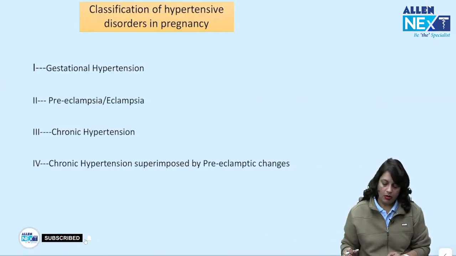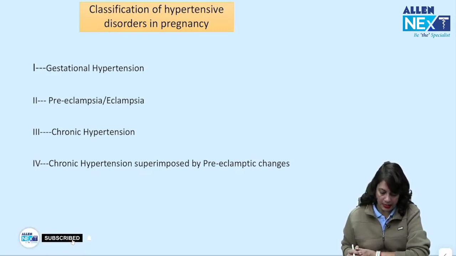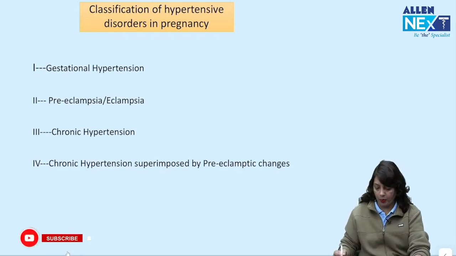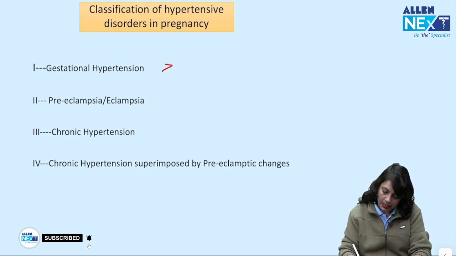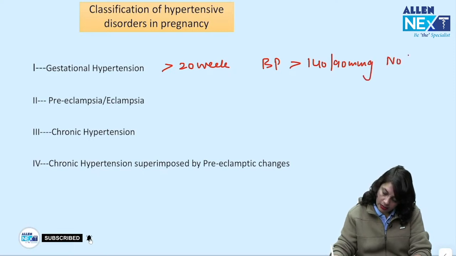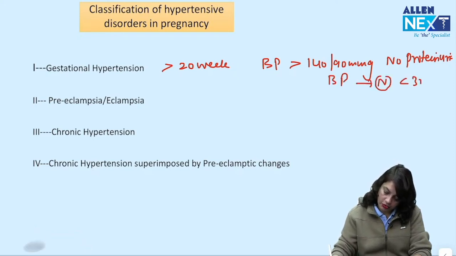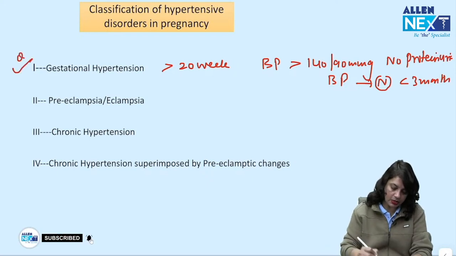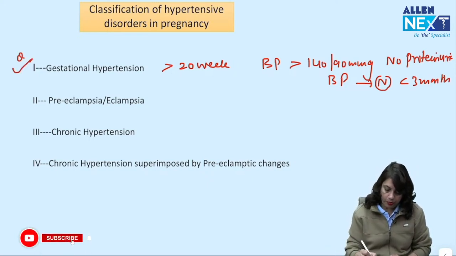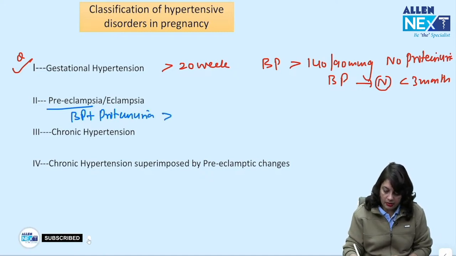Okay. Now, first of all, I am taking up preeclampsia, which is very important for your exam point of view. Gestational hypertension, preeclampsia, eclampsia, chronic hypertension, and superimposed upon preeclamptic changes. In gestational hypertension, it is developing after 20 weeks of pregnancy. There is blood pressure more than or equal to 140/90, and there is no proteinuria. BP comes down to normal within 3 months. That is gestational hypertension, question being asked in FMGE exam. Number 2, preeclampsia means blood pressure plus proteinuria developing after 20 weeks.